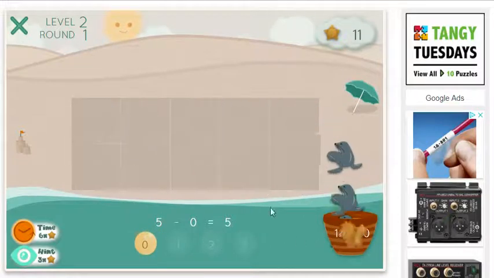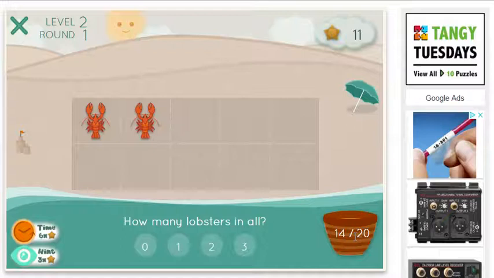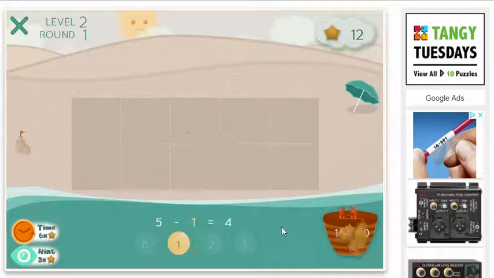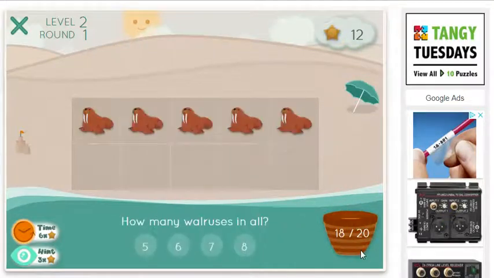So I'll continue just working through some of these, and I'll show you kind of what happens when we get to our 20 here. We have 2 lobsters, 2 plus 3 more, so we're really working on making groups of 5 here. And then 5 minus 1 would give us 4. So we're close to our 20 here.